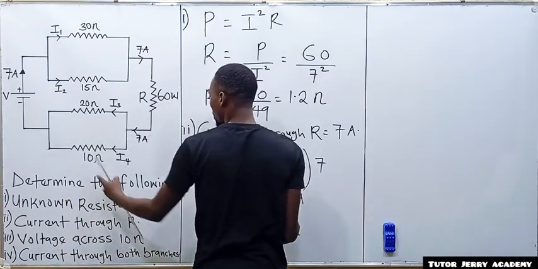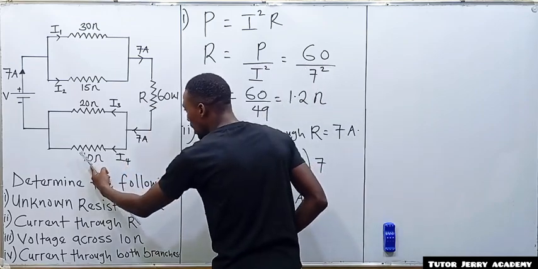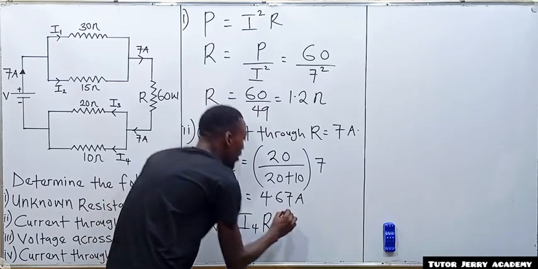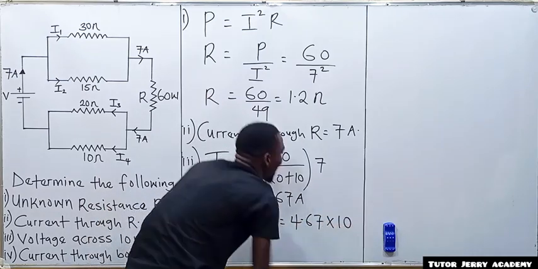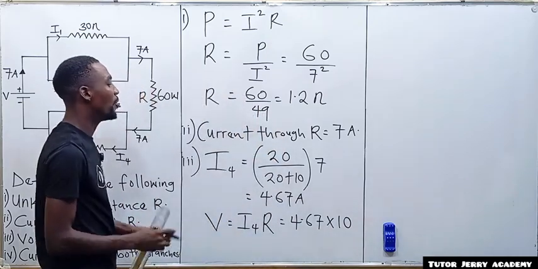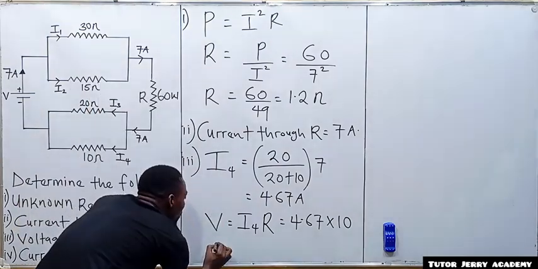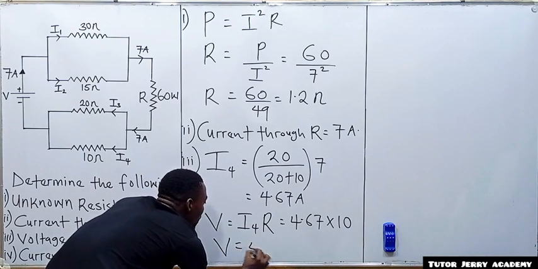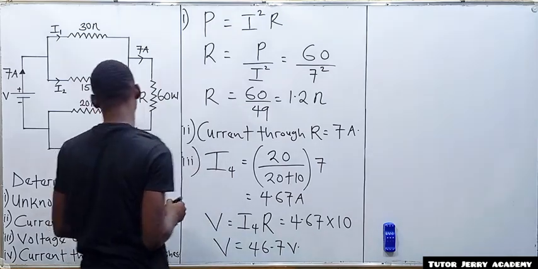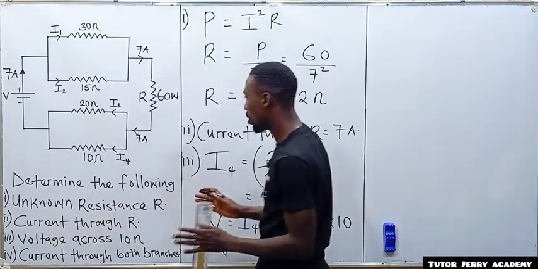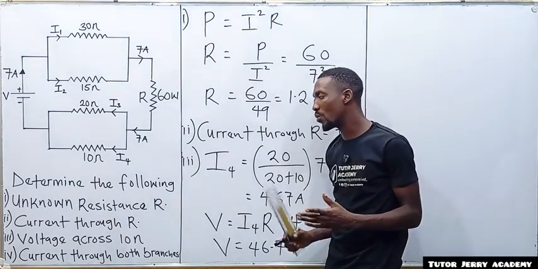The R that I'm referring to here is not this R, but this 10 ohms resistance. So it's going to be 4.67 multiplied by 10. And this is going to give us what? 46.7 volt. I hope we understand this. All right, so we are done with question 1, question 2, and 3.